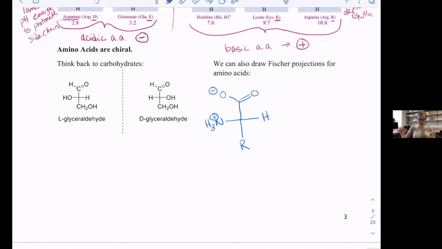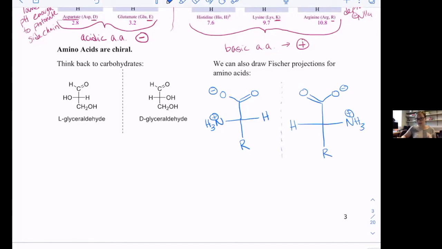So if we have our Fischer projection of this amino acid, we can also have our enantiomers. So let's draw a dotted line, or you can draw that mirror plane. Let's draw the enantiomer. So again, we're just drawing the mirror image. So we can have both different enantiomers of amino acids.